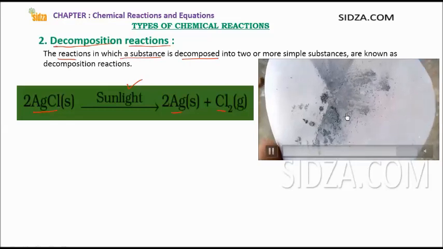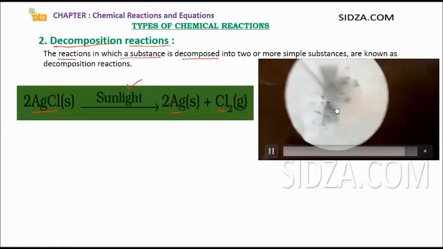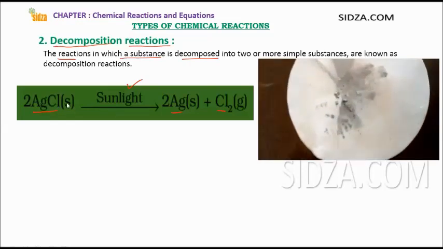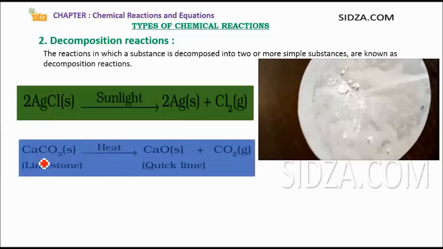So silver chloride in presence of sunlight breaks down into silver and chlorine. There are many other examples of decomposition reactions. Suppose you take calcium carbonate, the limestone. You heat it strongly at a very high temperature, and you get calcium oxide, quicklime, and carbon dioxide gas is formed. So one substance breaks down into two substances here. This is again a decomposition reaction.